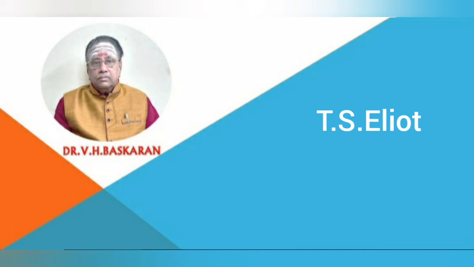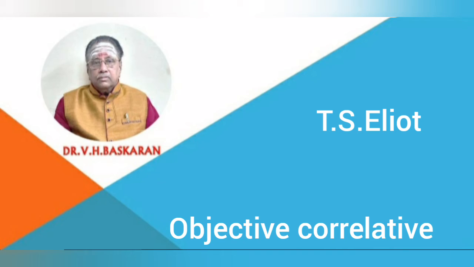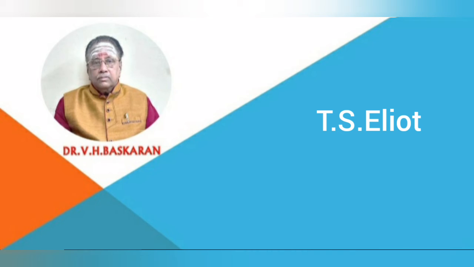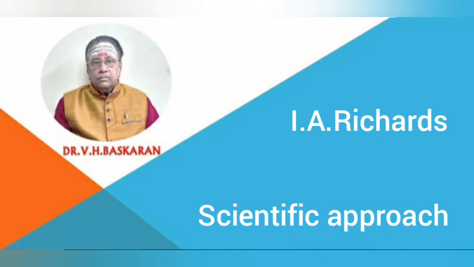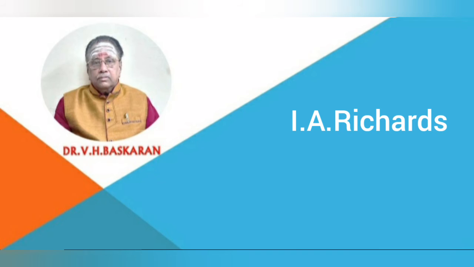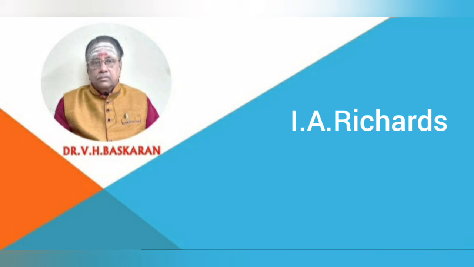Eliot used high-sounding jargon: objective correlative, depersonalization, autotechnic, lemon squeezing, and poetry workshop. I.A. Richards, with his scientific approach, gives a very new turn to literary criticism. His theory of synaesthesis is an outcome of his interest in psychology. He does not like to look upon a poem as a capsule containing some fixed meaning.